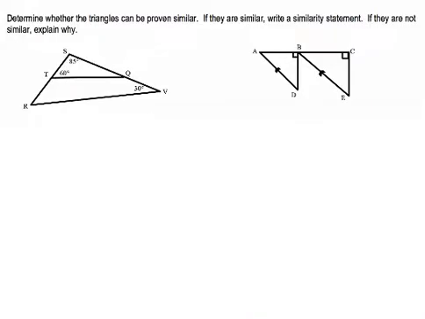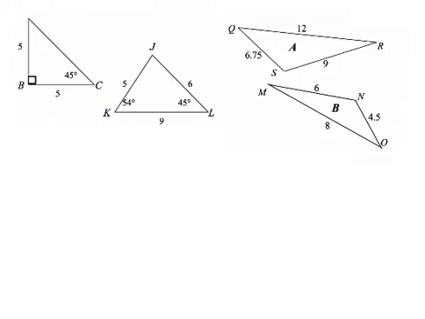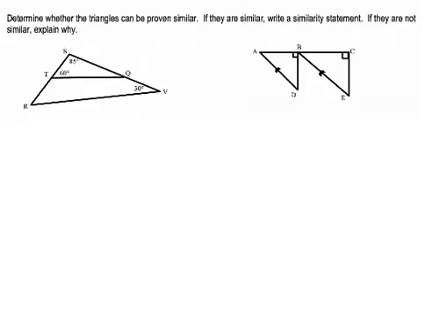If you look at the next three examples in your guided notes, you are asked to determine whether the triangles can be proven similar, and if they are similar, to write a similarity statement, and if they are not similar, to explain why. Now would be a good time for you to pause the video and try these two examples you see on the screen, and then there's two more examples in your guided notes that look like this, and you can try those as well. So try those 4 examples. When you're finished, come back to the video, unpause me, and I will go through and show you the solutions. So go ahead and pause now and try those 4 examples.